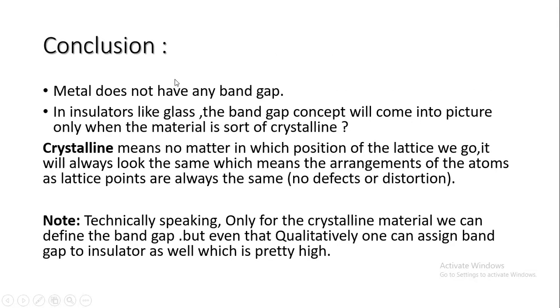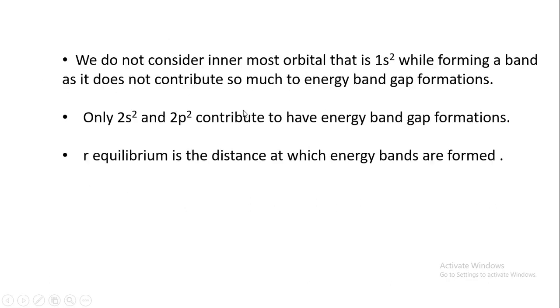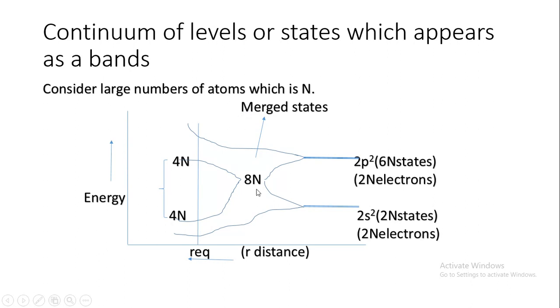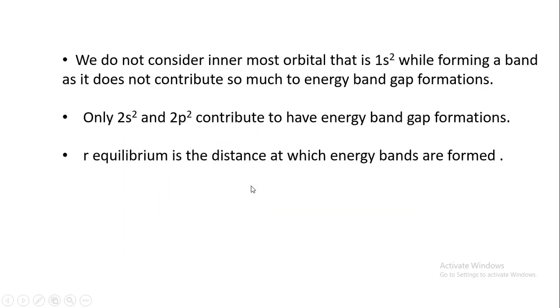So the conclusion here is the metal does not have any band gap. You have to keep in mind always, metal does not have any band gap, and the metal will be here at n. Okay, 8n states are there and 4n electrons are there, right? There will not be any band gap.